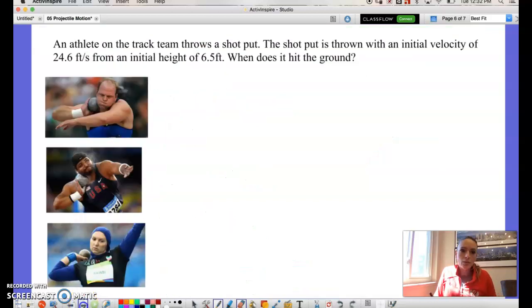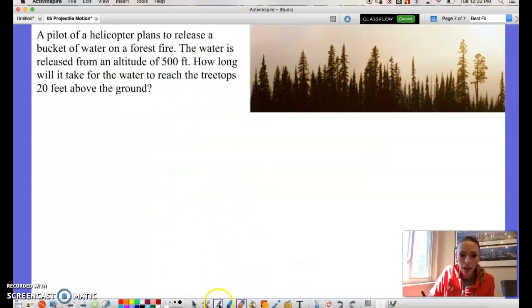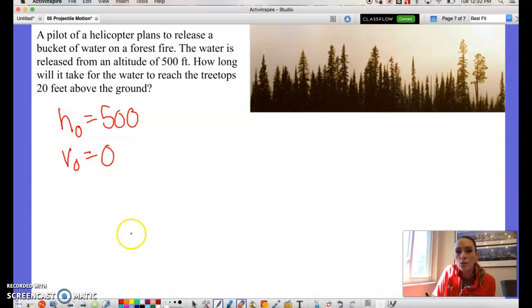All right, we are going to do this problem last. A pilot of a helicopter plans to release a bucket of water on a forest fire. The water is released from an altitude of 500 feet. So that would be our initial height, 500 feet. Because it's being dropped, it doesn't have an initial velocity. How long will it take for the water to reach the treetops 20 feet above the ground? So we're going to end at 20 feet.